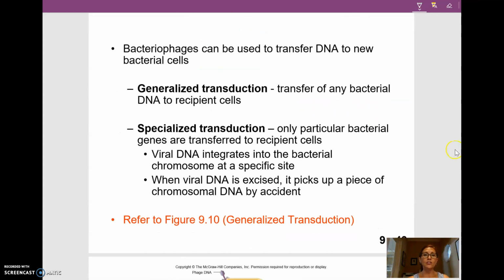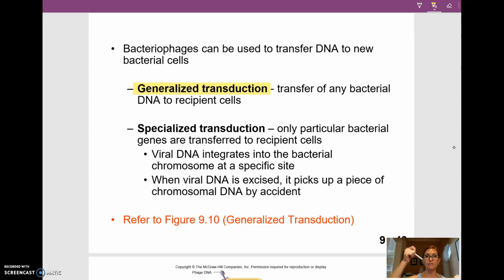So there are two different types of transduction that occur after phage infection. There is generalized transduction, and generalized transduction is just any bacterial DNA being transferred to another bacterial recipient cell. Okay, the recipient will be a living cell. The DNA comes from a cell that had been infected.